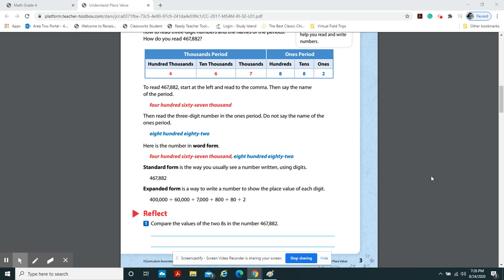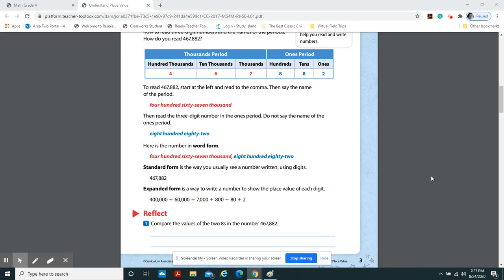Welcome back to part 3 of the place value lesson. When we left off, we were talking about how the place value chart is divided into periods of 3 places: ones, tens, hundreds. Now, when we get to reading and writing numbers, there are three ways to write a number.